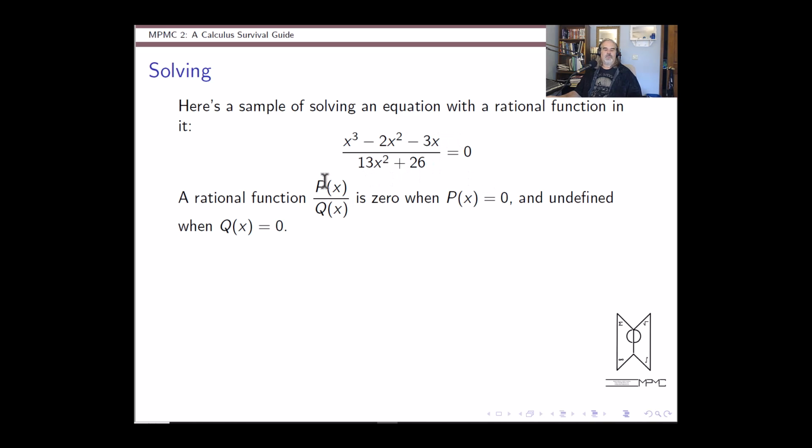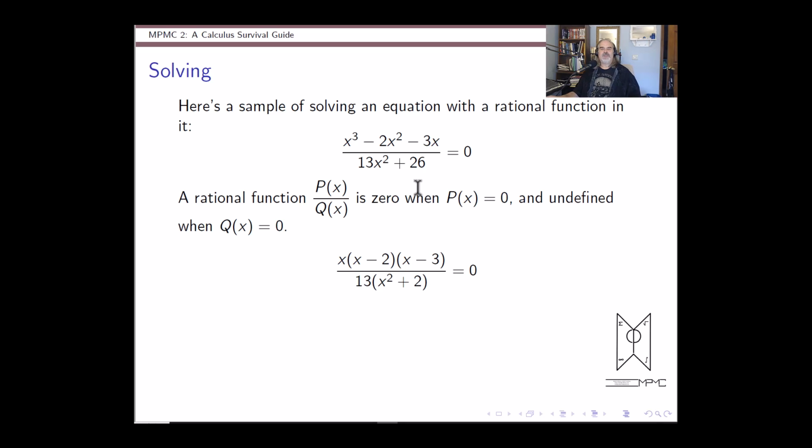Generally, we will call the numerator p of x and the denominator q of x. Those are both polynomials. The whole function will hit 0 when the numerator function hits 0. The whole function will be undefined when the denominator function is 0, right? Because you can't divide by 0. This presumes it's been simplified and things you can cancel have already been canceled. So where is the solution to this equation? Here's a function. We're giving it a query. Hey, function, where are you equal to 0? Well, equal to 0 when the numerator is 0.